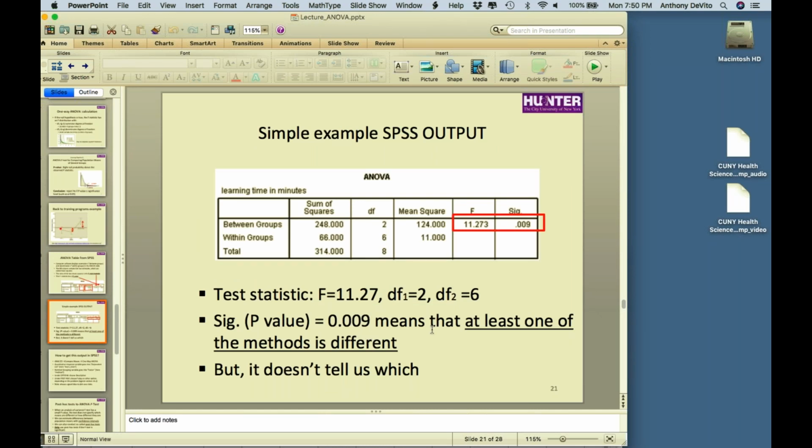And so that tells us that at least one of the means of one of these populations is different than the others. It doesn't tell us which ones, and it doesn't tell us if all of them are different, but it tells us that at least 2 of the means are different from one another.